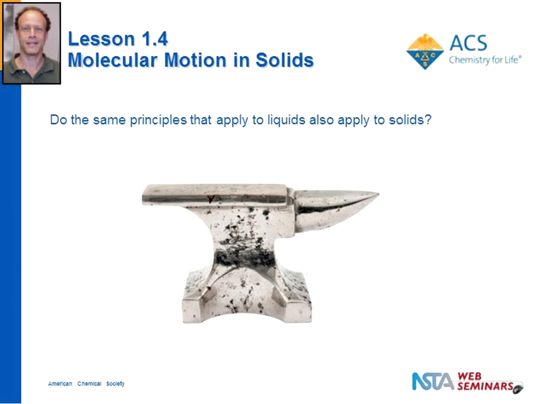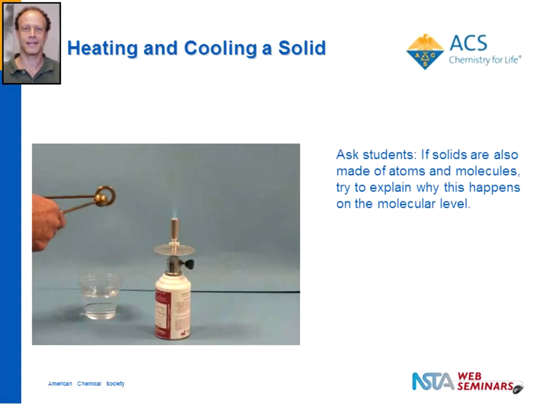So here we are already in lesson 4 of chapter 1, and this is obviously a big old anvil. It's a big hunk of solid metal. I was thinking everybody would know what an anvil was, but I guess kids probably don't know. I guess I'm thinking about the Roadrunner cartoons, but to me that was a big hunk of solid.